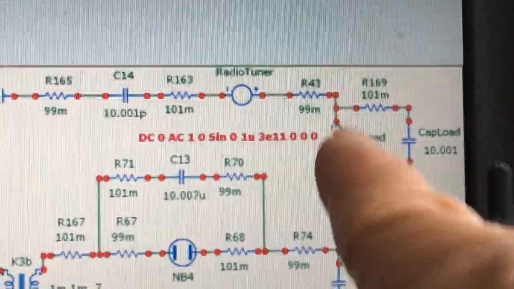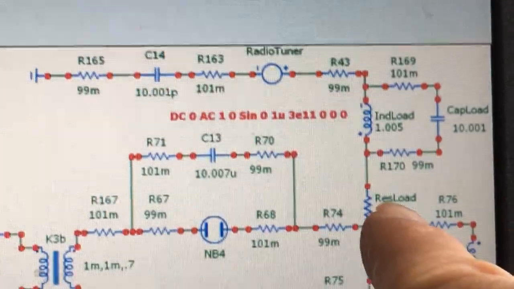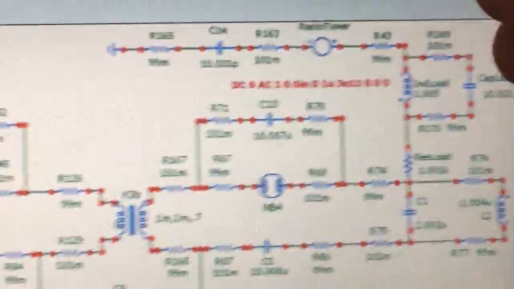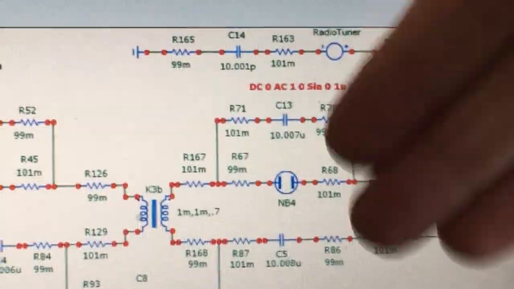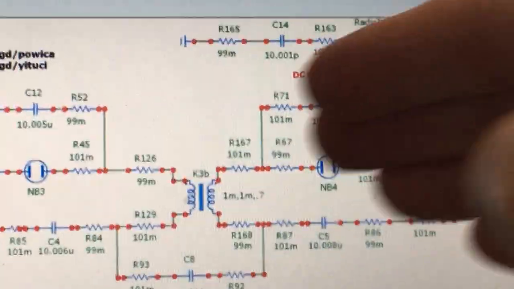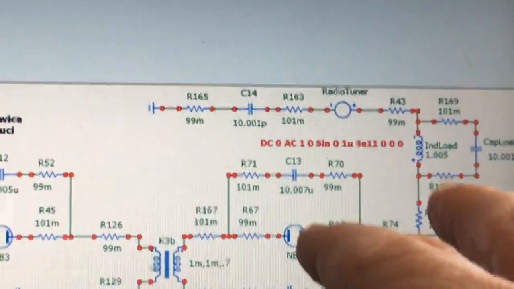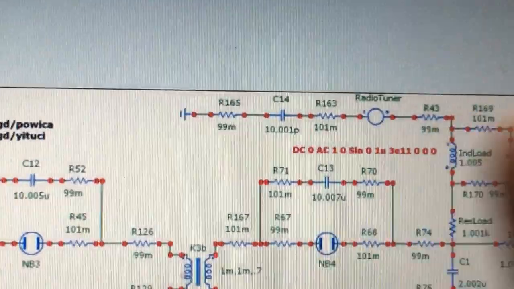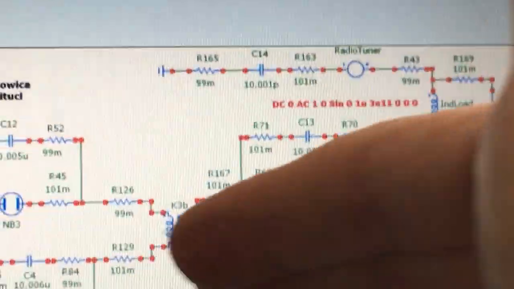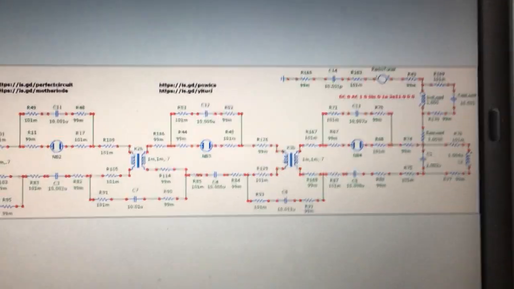But then we have the inductive load, and in parallel we have a capacitive load, and then below it we have the resistive load. I put the resistive load here for a reason: because this has the greatest resistance of these items, it helps to keep all the voltage in the circuit and not leak out too readily, because I really don't want the voltage to come out. I want it to stay in here and build up. Okay? So we're moving right along here.